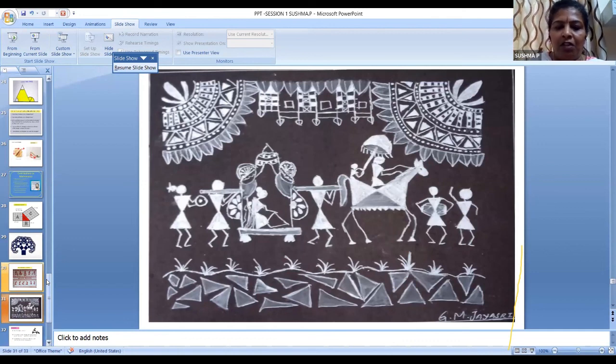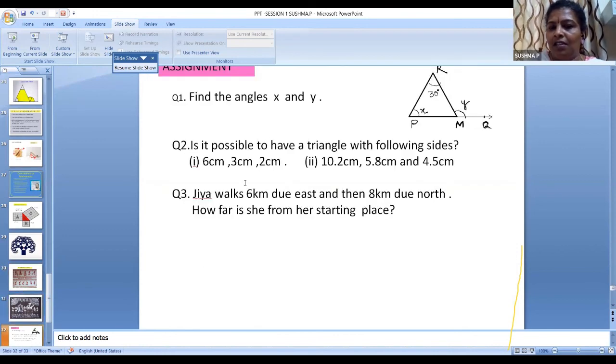So I think I have covered almost everything, and some questions at the end of the lesson which you can give are of this kind, where they will try applying all the properties. So find x and y.